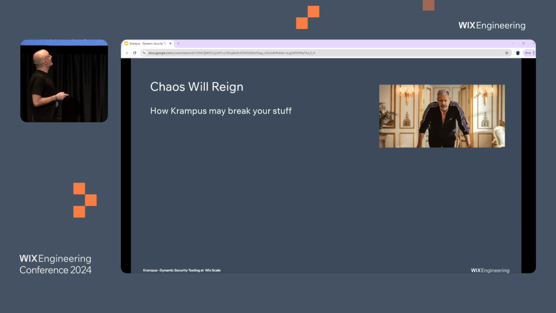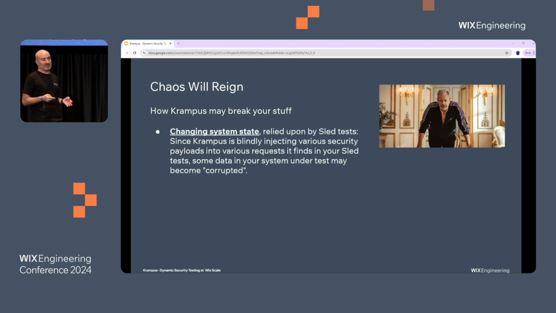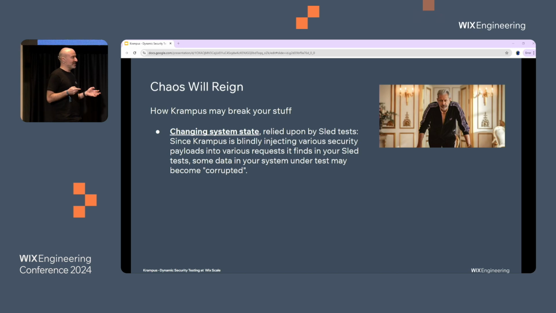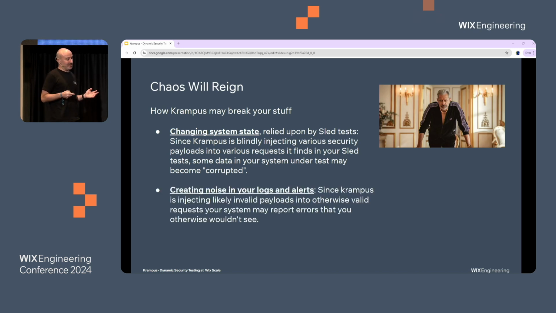But there are some issues that we have seen where Krampus can create a little bit of chaos. It can break your tests sometimes, because a lot of the tests we saw were relying on some pre-existing system state, for example some kind of site that was created and configured manually, some blog posts, some contacts, and Krampus injecting basically garbage can mess this stuff up. And sometimes it will create alerts and noise in the logs, because it will generate errors that are not normally seen in production.